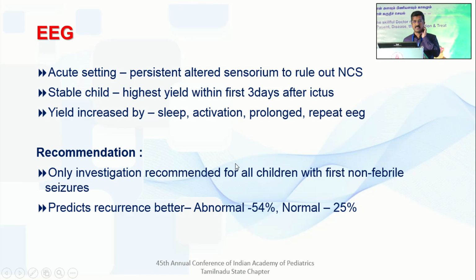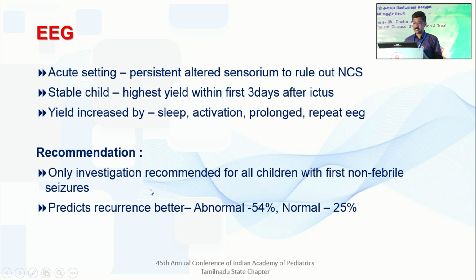So, role of EEG in any acute setting: if the child is in persistent altered sensorium, to rule out non-convulsive status, an EEG is needed. But in a stable child, the highest yield you can get is within the first 3 days, or at most the first 7 days of ictus. You can increase the yield by sleep deprivation, prolonged EEG or repeat EEG.